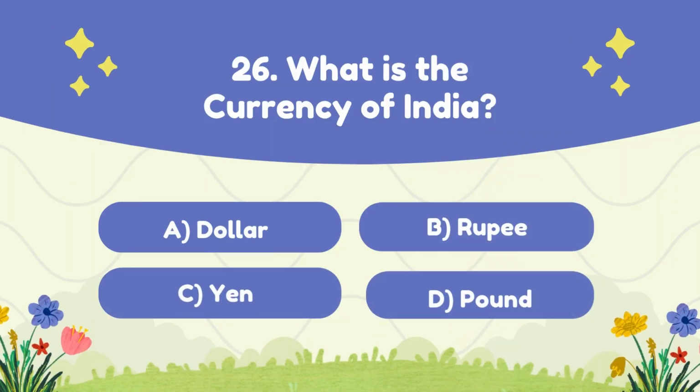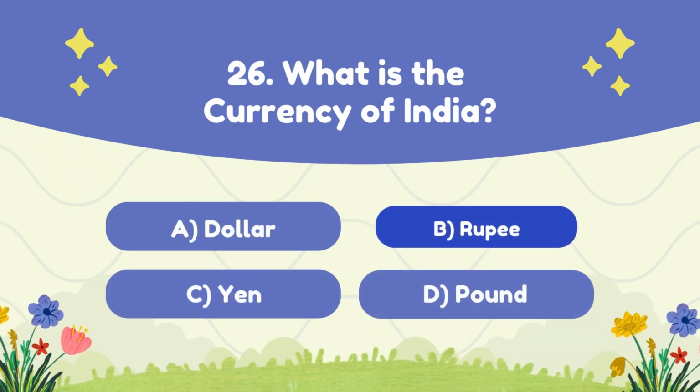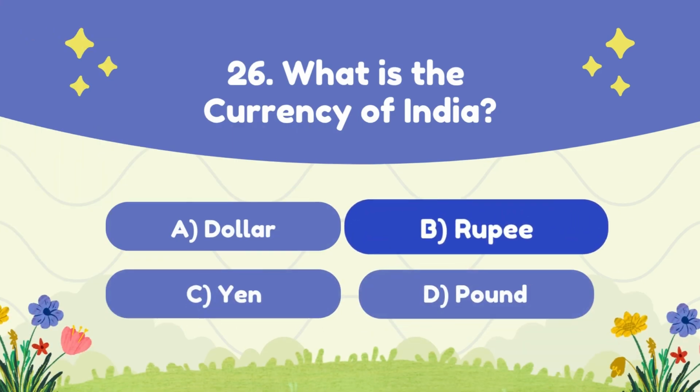What is the currency of India? A. Dollar. B. Rupee. C. Yen. D. Pound. The answer is rupee. The official symbol was created by D. Udaya Kumar.